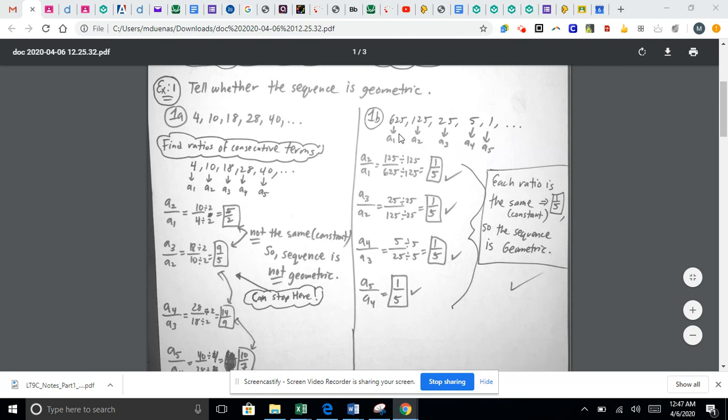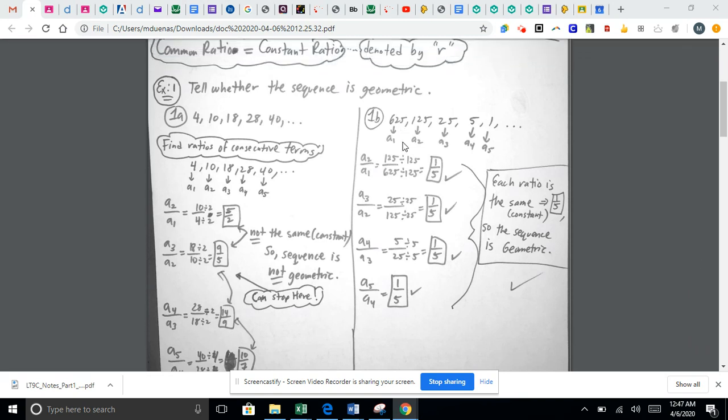So right here, again, first thing to do is check to see if the ratios are going to be constant, right? So what we have to do is find the ratios of the previous term. So we'll start out with A sub 2 always, divided by A sub 1. And then that gives us 125 divided by 625. These two numbers have 125 as the greatest common factor, so you divide by 125, and we end up with 1 over 5, or 1/5.